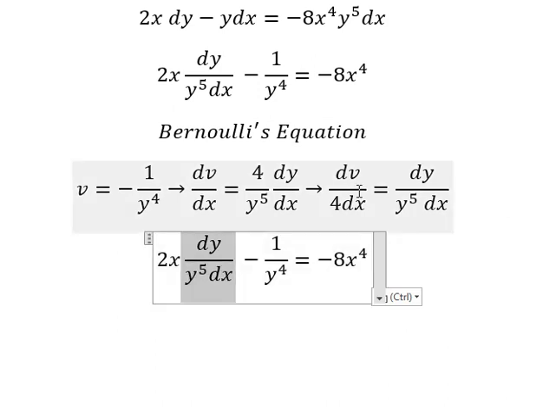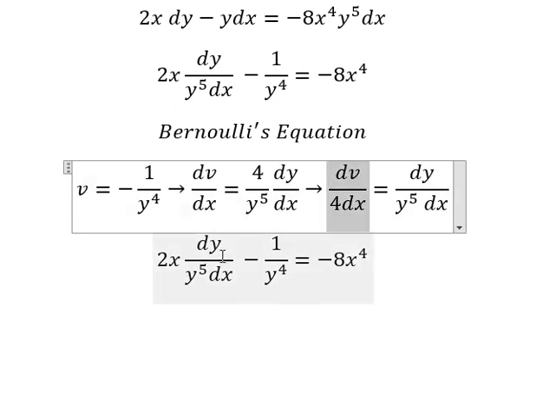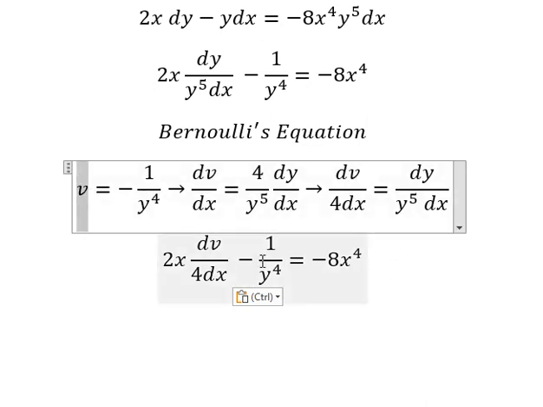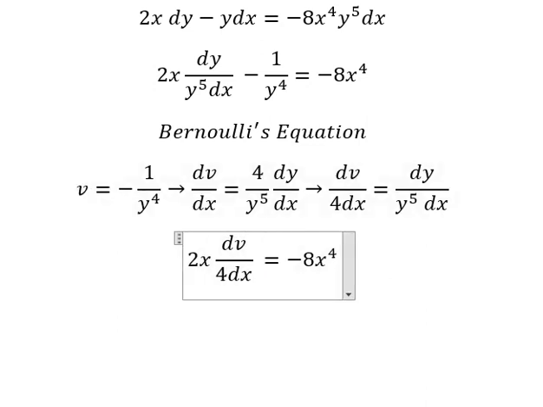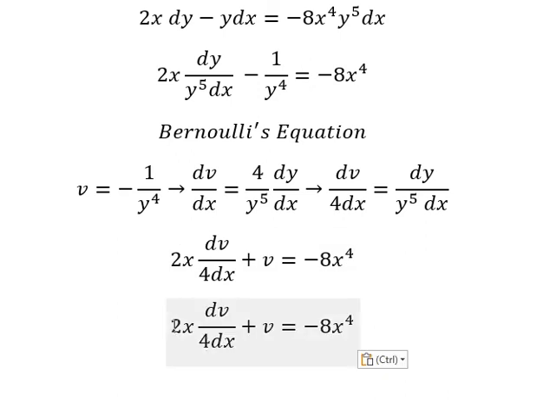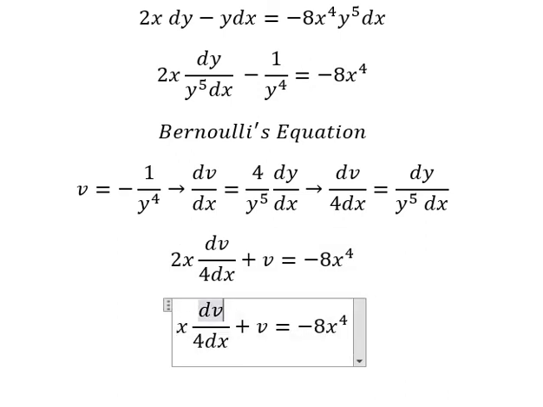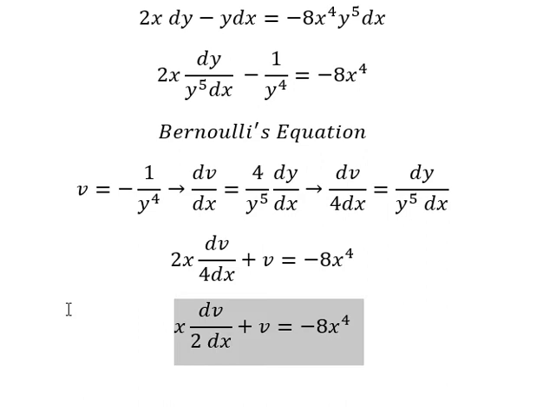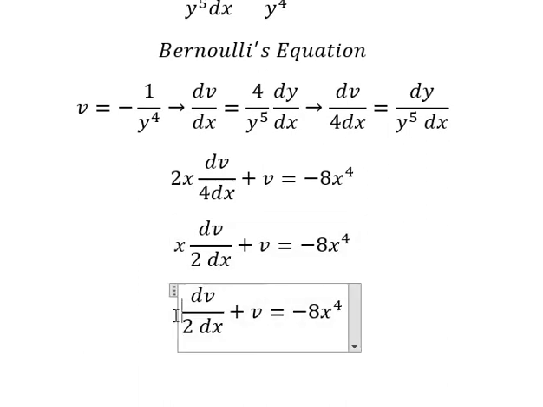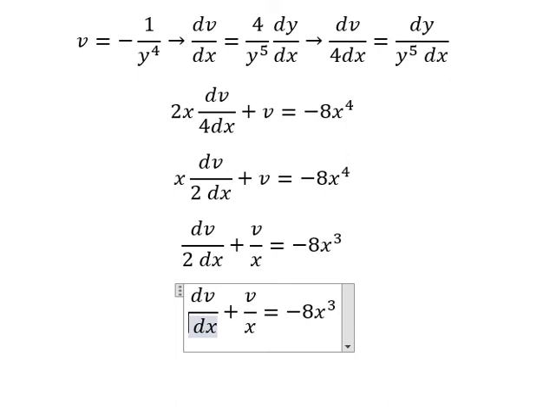So this one we change by this one. This one we change by v. Next, we simplify number 2. So we divide both sides by s. Later, we multiply both sides by number 2.